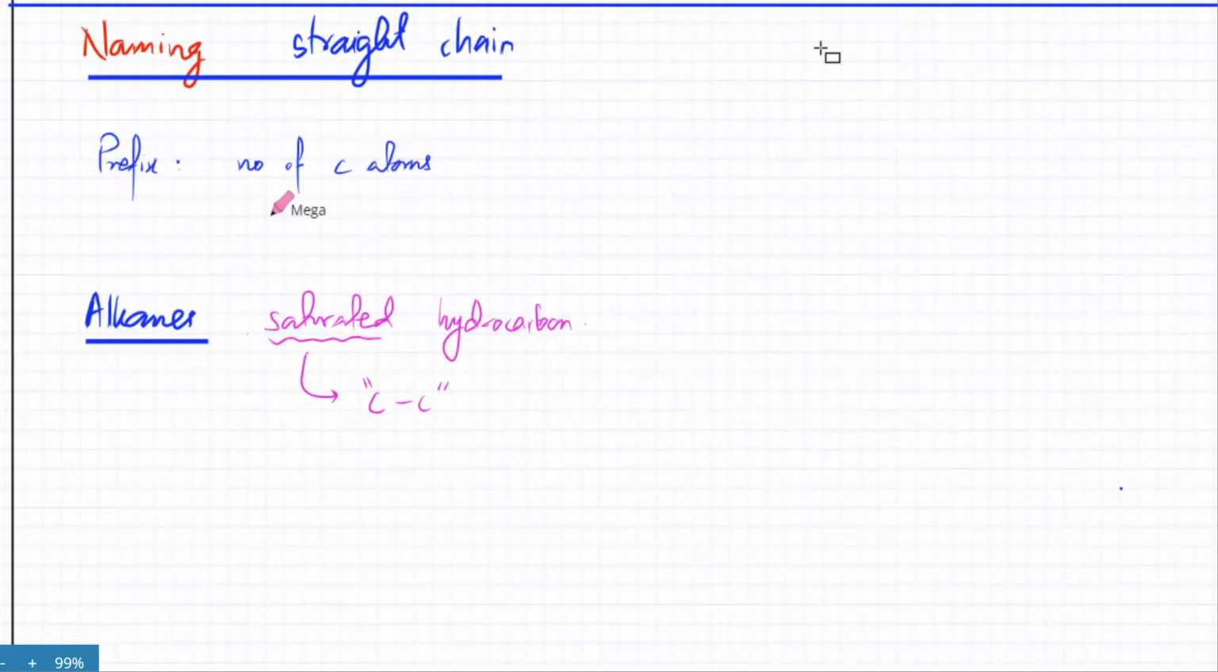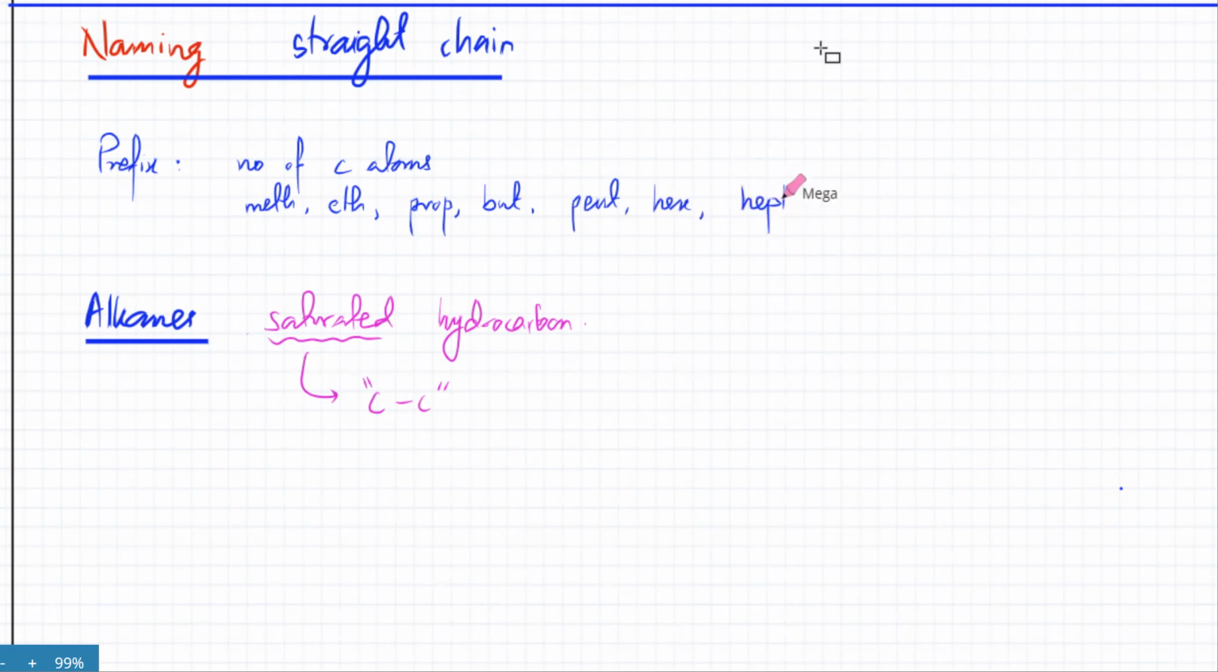And you already know some of the counting. It's meth, eth, prop, but, pent, hex, hept, oct, non, and dec. So the molecule name will be based on the number of carbon atoms that are part of the straight chain that we're talking about. But means 4 carbon atoms, hept means 7 carbon atoms, and so on. Okay, is that part clear?